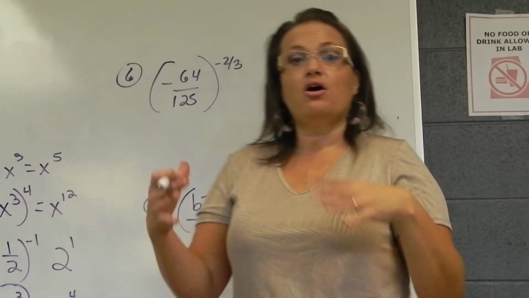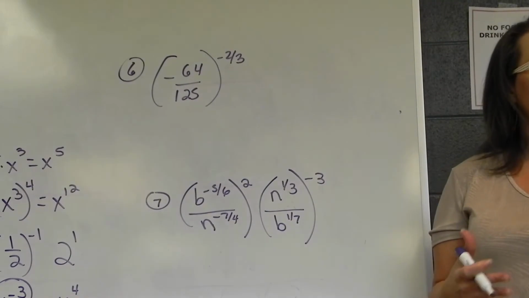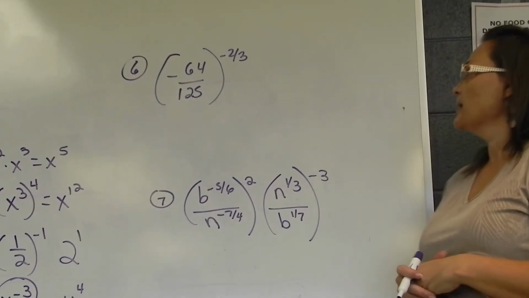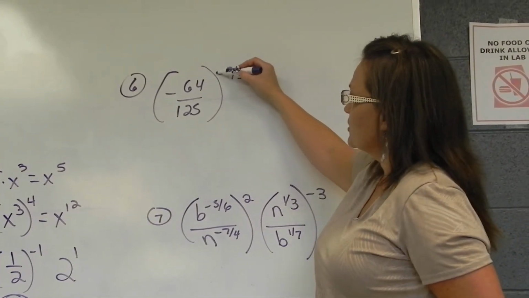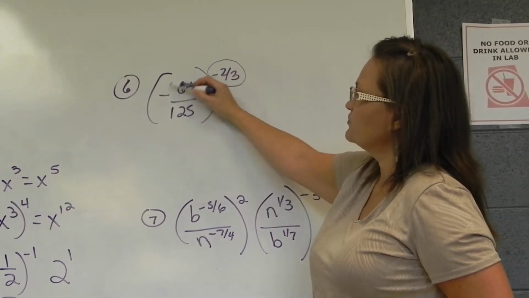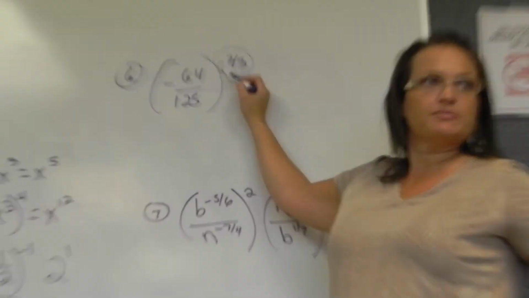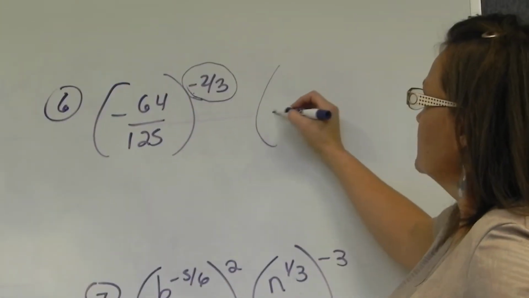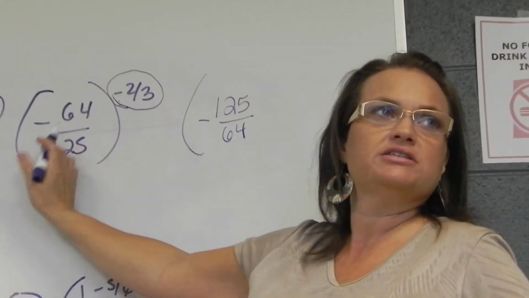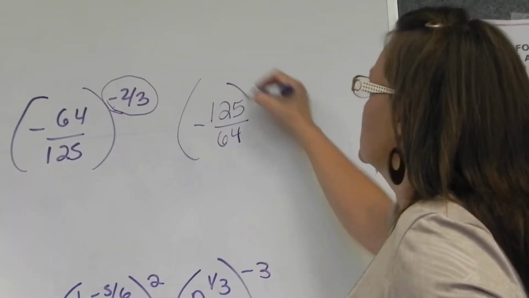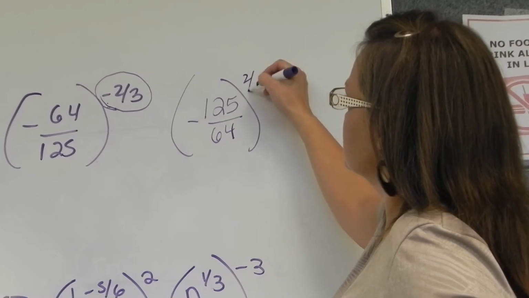Number 6 is actually all arithmetic. You could do this on your calculator if you're careful about how you type it in. But anyway, I'd rather you know your exponent rules, that because you have a negative exponent, if you flip that fraction, it'll make that exponent positive. So flipping the fraction makes it negative 125 over 64.